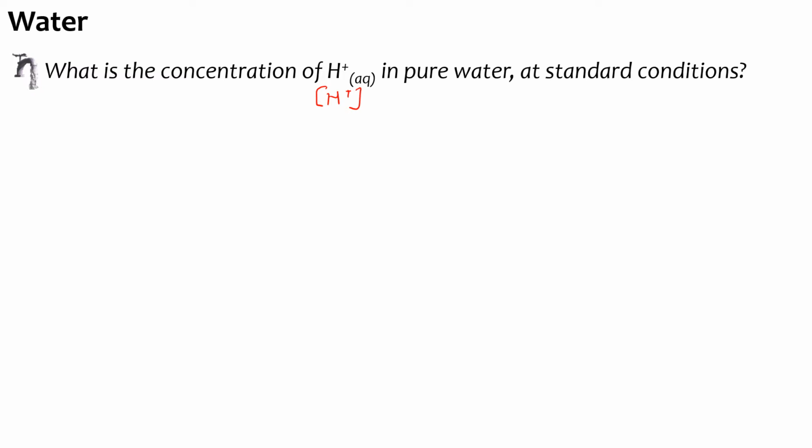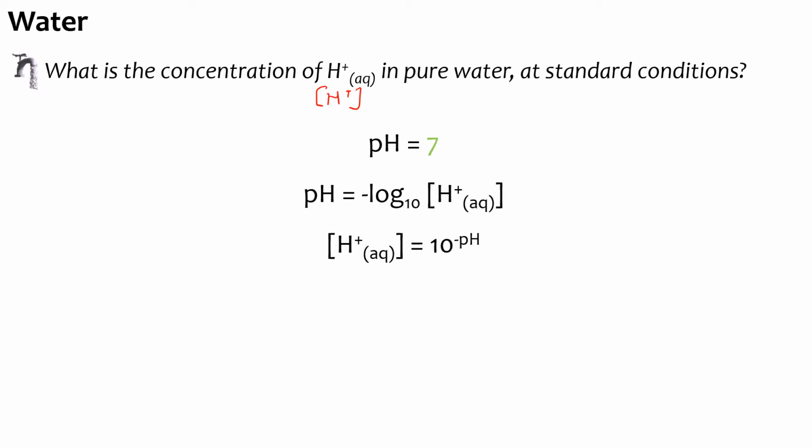Well, to give you a hint, the first thing we know about pure water is that it has a pH of 7 at standard conditions. And we should know now that pH is minus log to the base 10 of H+ aqueous, and that we can use the inverse of that to calculate the concentration of H+ aqueous, which is what this question is asking us to do. So if we do 10 to the minus pH, or 10 to the minus 7, we get a concentration of H+ of 1 times 10 to the minus 7 moles per decimeter cubed at standard conditions. And that is 100% correct. That is the concentration of hydrogen ions in pure water at standard conditions.